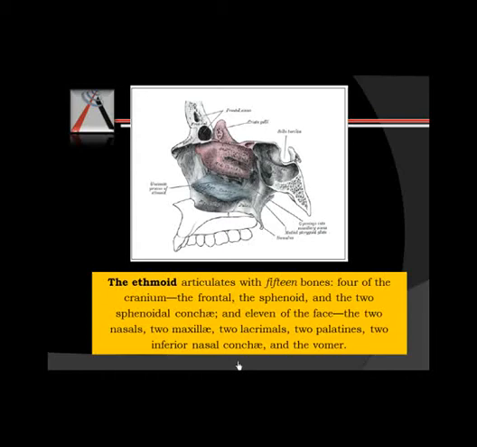The ethmoid bone articulates with 15 bones: 4 in the cranium, the frontal, the sphenoid, and the 2 sphenoid conchae, and 11 of the face: 2 nasal, 2 maxillary, 2 lacrimal, 2 palatine, 2 inferior nasal concha, and the vomer.